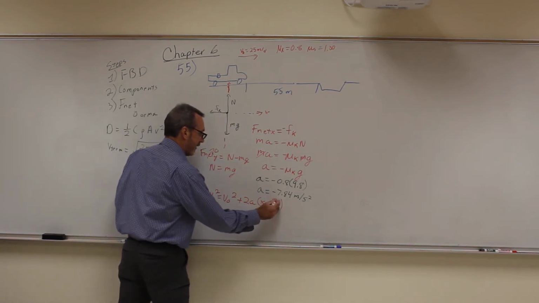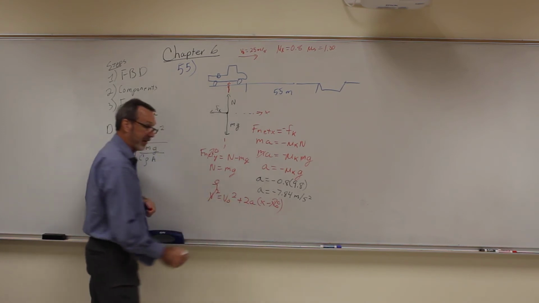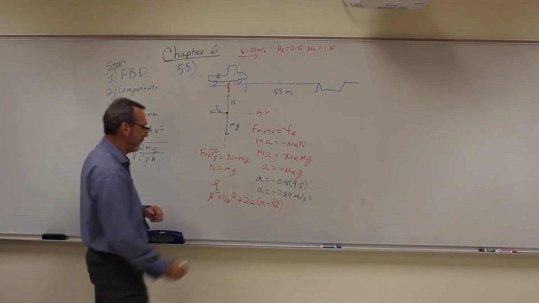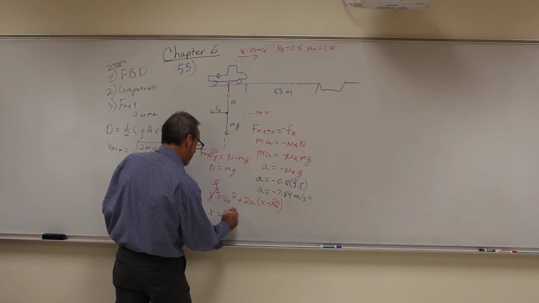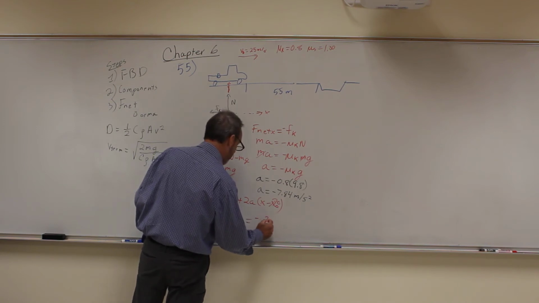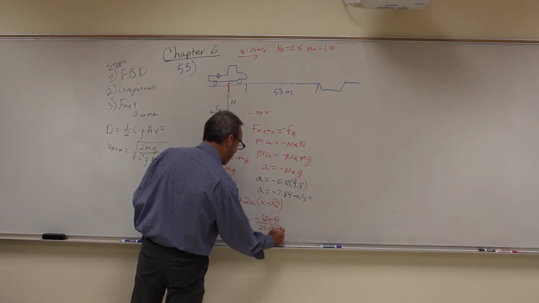This is 0 over here, right? The final velocity is 0. What we want to figure out is how long it takes us to stop. If that's less than 55, we're okay. So I'm going to solve this for x. I'm going to get x is equal to negative v naught squared over 2a, or negative, I'm going 25 squared over 2 times negative 7.84.